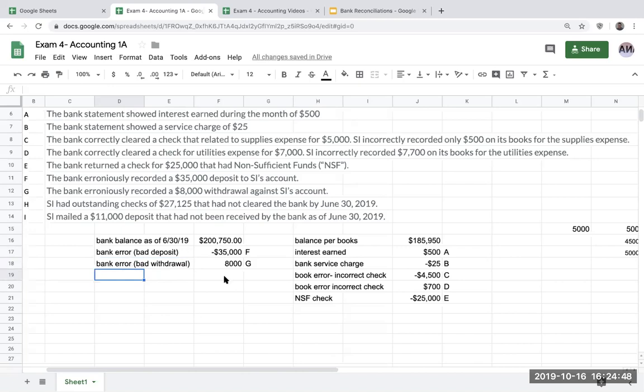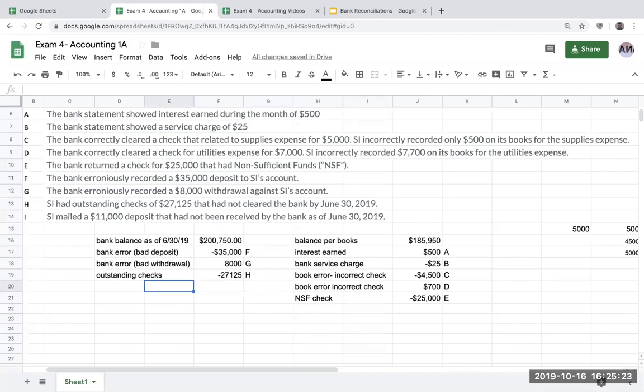Yes. Okay, the next one over here is I had outstanding checks of $27,125 that had not cleared the bank. So what do I need to do here? Do I need to adjust my book balance or my bank balance? You have to adjust the bank balance. Yep, so I'm going to have outstanding checks. And this is going to be here for a total of $27,125 for letter H.